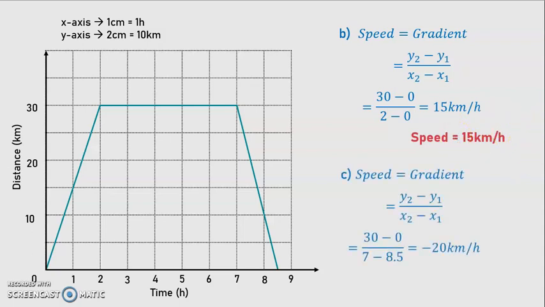Alright, the next one is to calculate the man's speed on his return journey. His return journey starts at this point and goes to this point. Once you calculate, you'll get your speed to be 20 kilometers per hour. If you get the gradient to be negative, don't worry, it just indicates that this person is going back to his home or starting point.